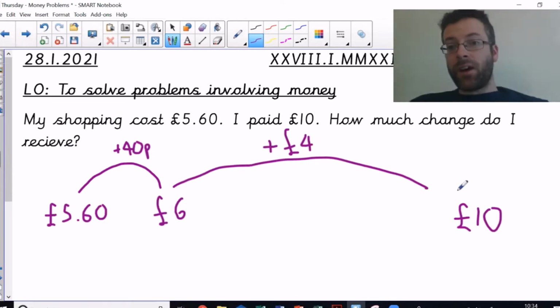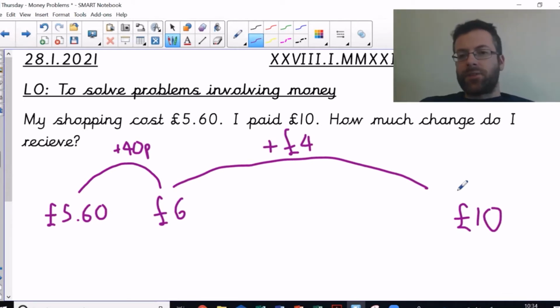It is. If I got an answer of like £17, well, is change from £10 going to be £17? If I give a shopkeeper £10, are they ever going to give me £17 back, even if I bought something? No. Okay, so check that it's reasonable.